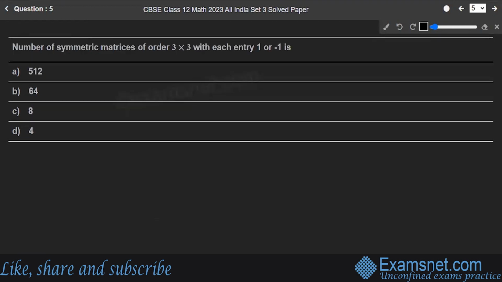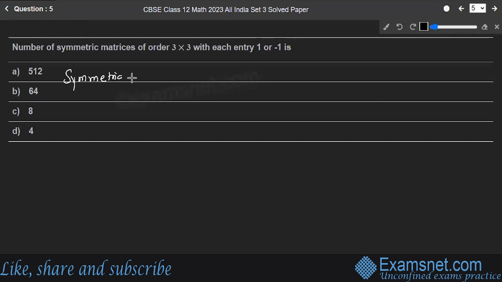Hope you understood that. Next is question number 5. Number of symmetric matrices of the order 3 by 3 with each entry 1 or minus 1 is given by. Fine. So first of all, let's form a symmetric matrix of 3 by 3 order.